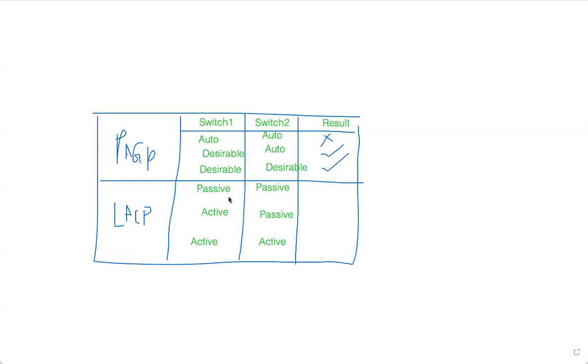So passive, passive, the traffic will not flow. Active, passive, the traffic will flow. Active, active, traffic will flow. So that's how they do the negotiation, and then they come to a conclusion whether to put them in the port channel, whether to pass the traffic or not. That's about LACP and that's about PAGP.